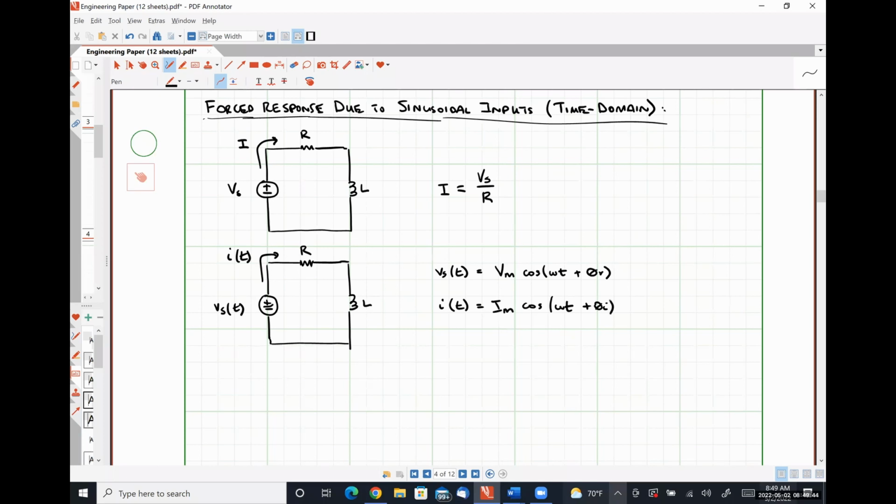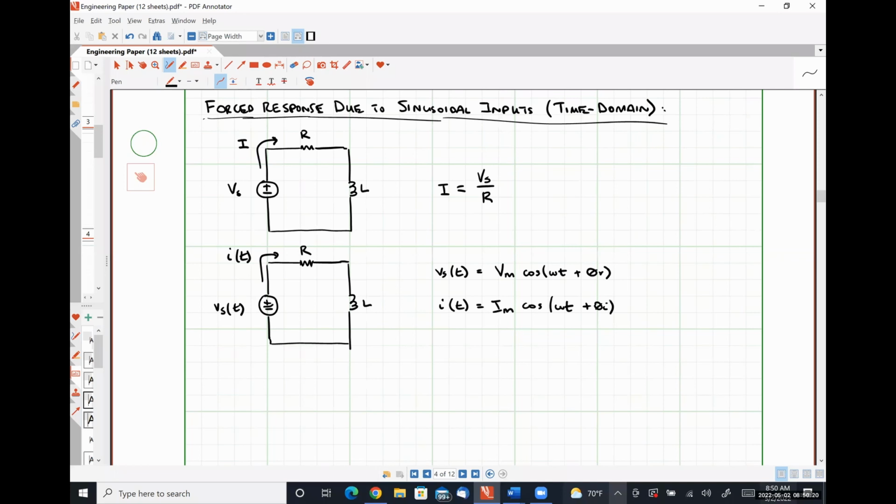plus theta I, right? So if we put a sinusoidal forcing function in, we should expect to get a sinusoidal response where our magnitudes might be different, our phase angles might be different, but our omega has to be the same, because if we excite the function at one particular angular frequency, all of our signals should occur at that exact same angular frequency. Okay.